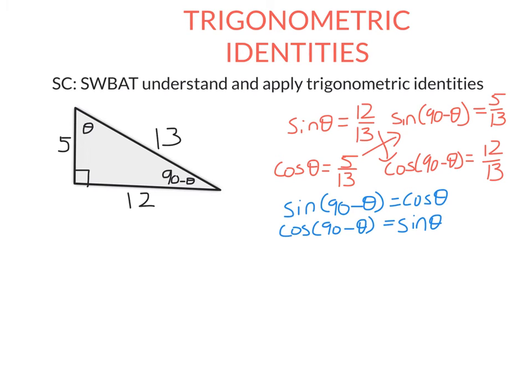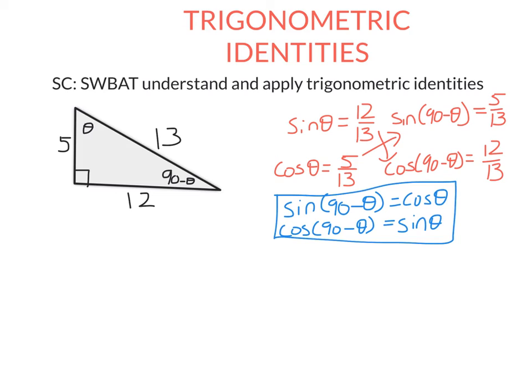So what this means is sine of 60 is equal to, say, cos of 30. Cos of 20 is equal to sine of 70. Cos of 10 is equal to sine of 80. Cos of 0, which is 1, is equal to sine of 90, which is also 1. So this is another identity that we can go through.